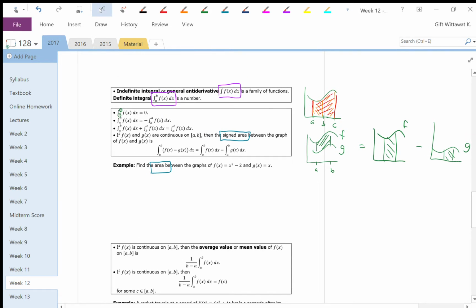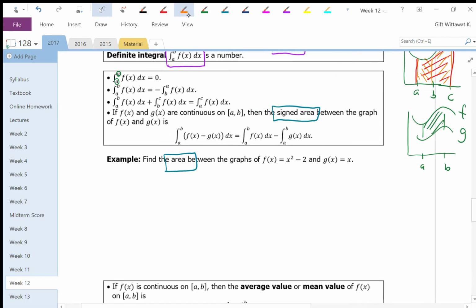So there are a few things that I'm going to have to think about. I need to find the area, so it's going to have to do with an integral. But the question doesn't tell me what the endpoints are. So I don't know where my integral goes from and to. And I also don't know whether it's going to be f minus g. How do I do this? I don't know if it's going to be f minus g, or if it's going to be g minus f.